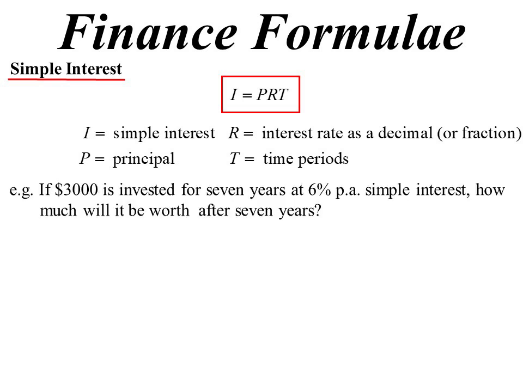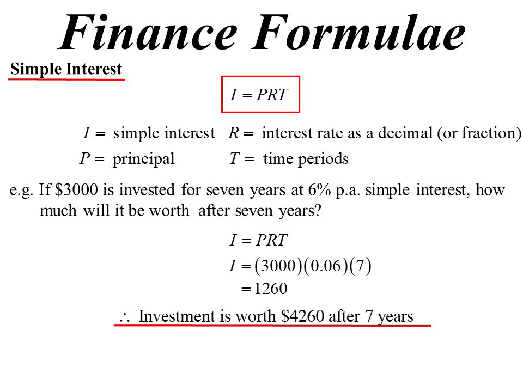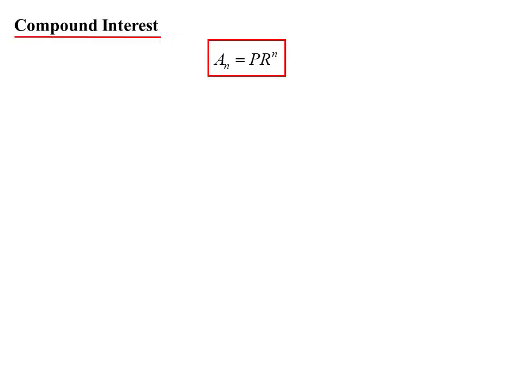We're going to invest $3,000 for 7 years at 6% simple interest. How much will it be worth after 7 years? We work out our interest, 3,000 times 0.06 times 7, very simple formula, hence the name, simple interest, 1,260. But this is where you've got to read the question carefully. It says, how much will it be worth? It's not saying what was the interest. So therefore, it's going to be worth $4,260 after 7 years.